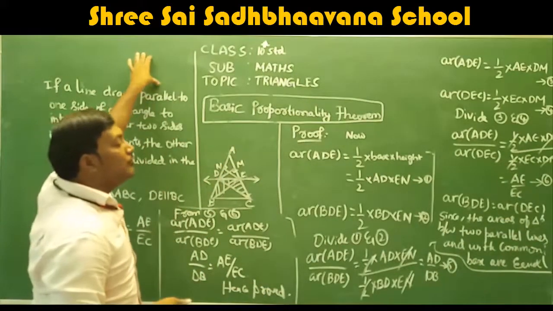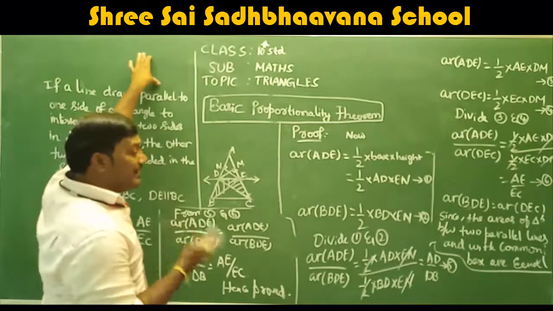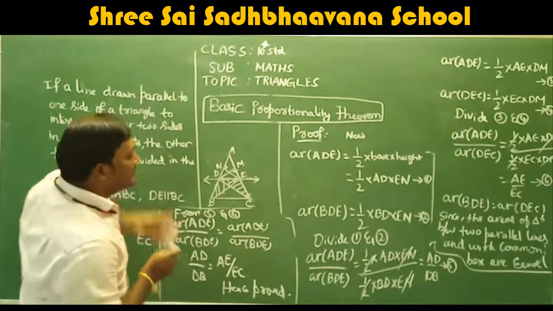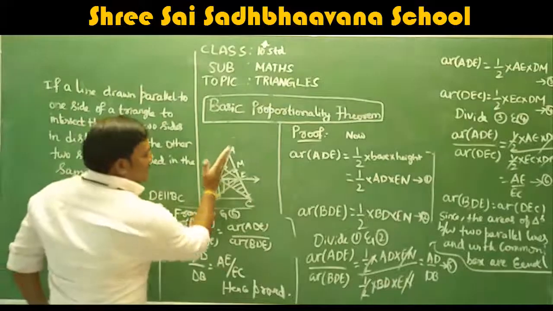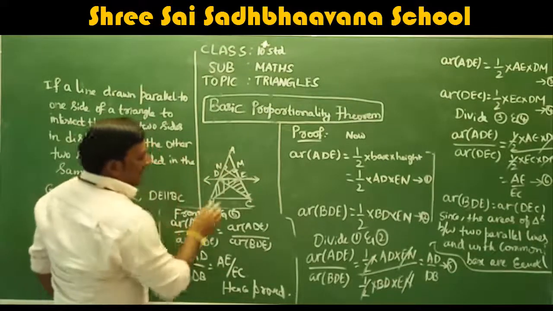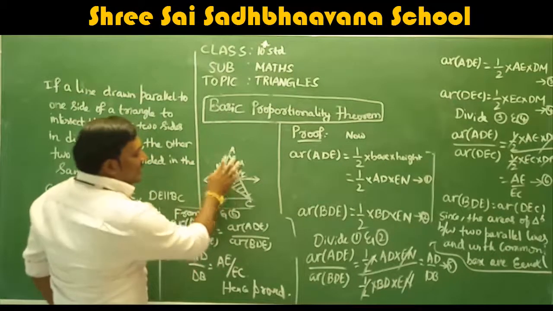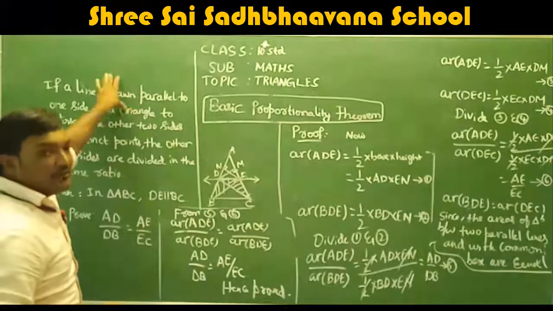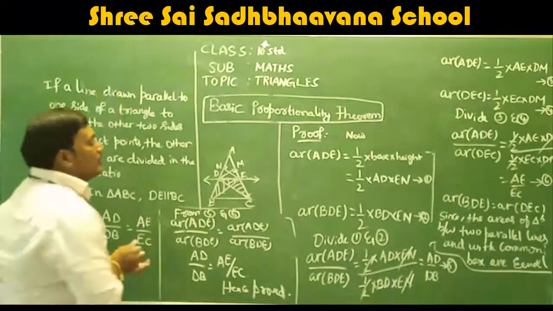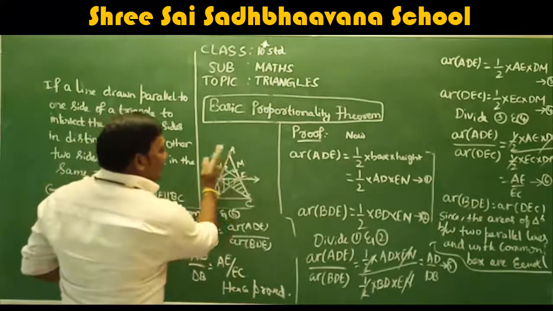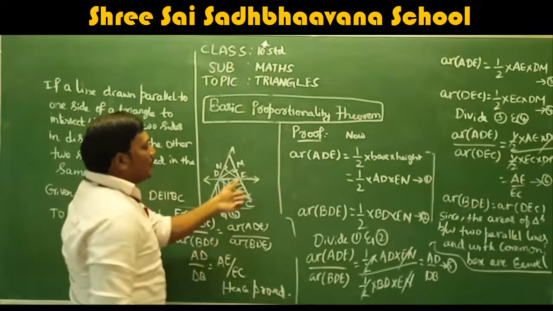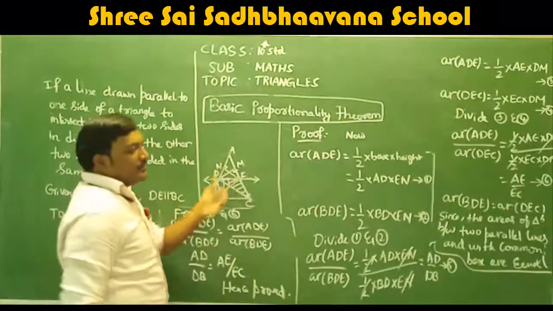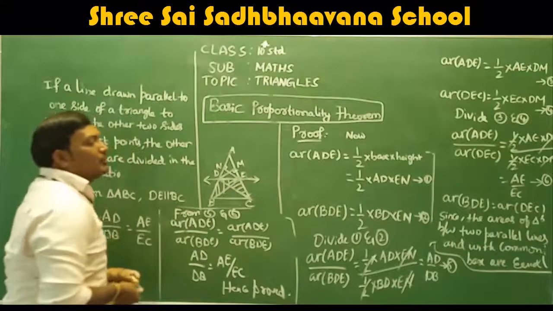So what we are doing in the proof, we are writing the area of triangle ADE, and look at this. If you consider the side AB, we have two triangles. What are those? BDE and ADE. So what is the area of triangle ADE? Half into base into height. For triangle ADE, if you consider AD as the base, what is the perpendicular? EN. So half into AD into EN.